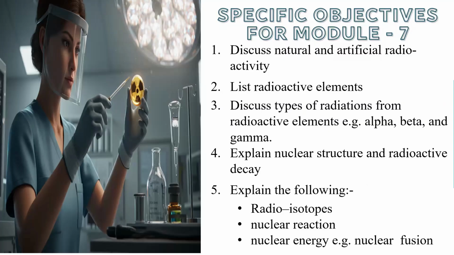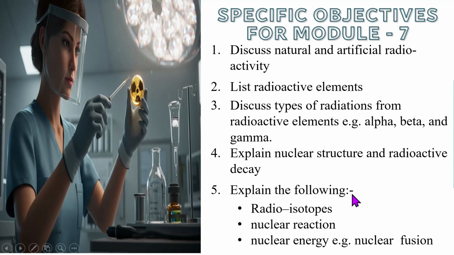As we begin, we'll look into the specific objectives for Module 7. So we'll be discussing the following. 1. Discuss natural and artificial radioactivity. 2. List radioactive elements. 3. Discuss the types of radiations from radioactive elements such as alpha, beta, and gamma. 4. We explain nuclear structure and radioactive decay.